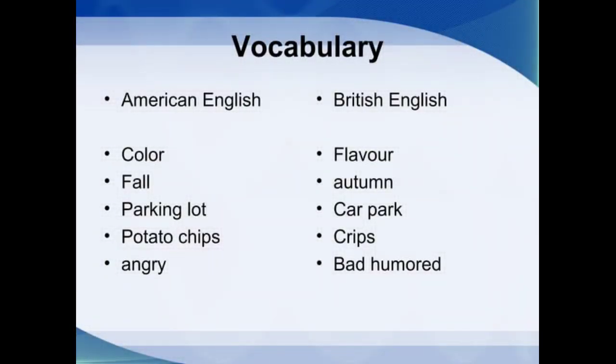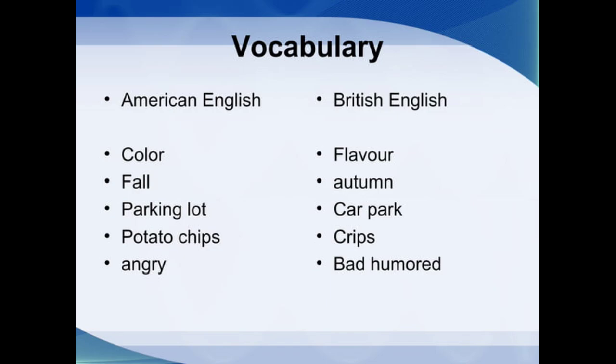American English and British English have several vocabulary differences due to historical, cultural, and regional factors. Here are some examples of vocabulary variations between the two. Color, American English versus colour, British English. This is a classic example of spelling differences. Americans tend to drop the U in words like color, favor, and neighbor, whereas the British include the U as in colour, favour, and neighbour.